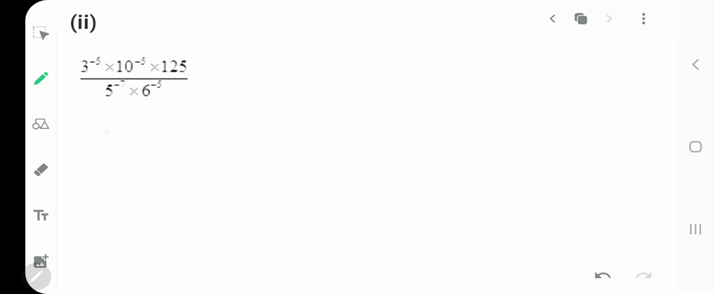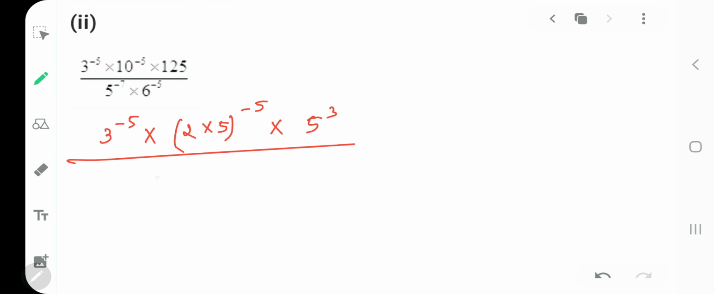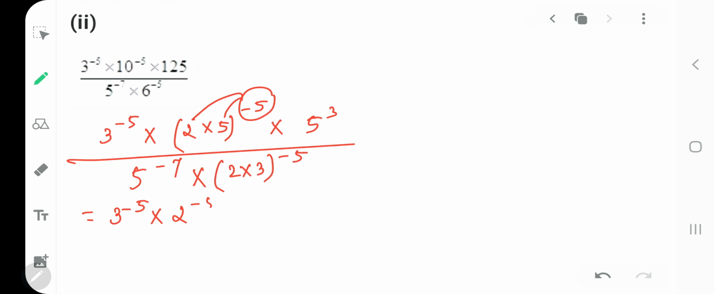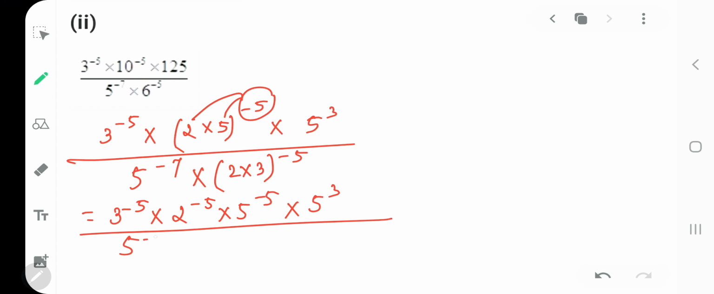Next we have 3 raised to minus 5. Keep it as it is. 10 raised to minus 5. I will do it 2 into 5 and minus 5 exponent. 125 I will convert into 5 raised to cube. Down 5 raised to minus 7. I will put it 5 raised to minus 7. Into 6 raised to minus 5. Can I put it 2 into 3 raised to minus 5? Now my dear kids, 3 raised to minus 5 will be as it is. This minus 5 is with 2 also, 5 also. And 5 raised to 3 as it is. 5 raised to minus 7 as it is. This minus 5 with 2 also, 3 also.